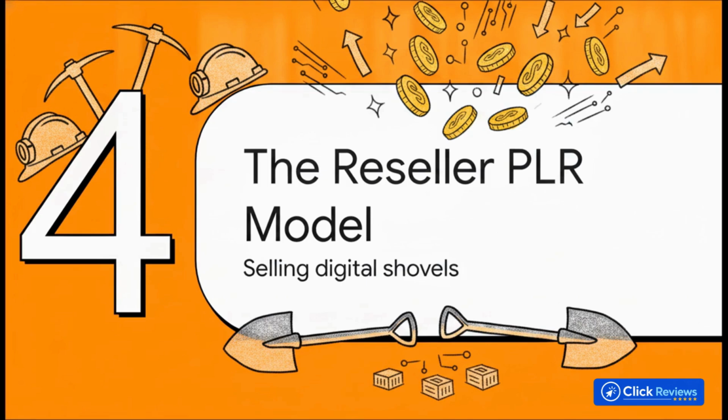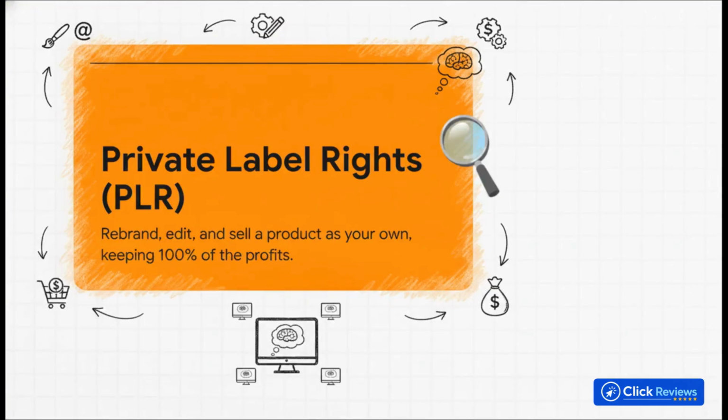gold rush. The absolute key here is understanding the specific business license attached to the software. It operates on PLR, which stands for Private Label Rights. Basically, when you purchase the toolkit, you are buying the commercial right to rebrand these 20 custom GPTs, edit them if you want to, and sell them as your very own product to the end user. And the absolute best part? You keep 100% of the profits from every sale. You literally become the software vendor.